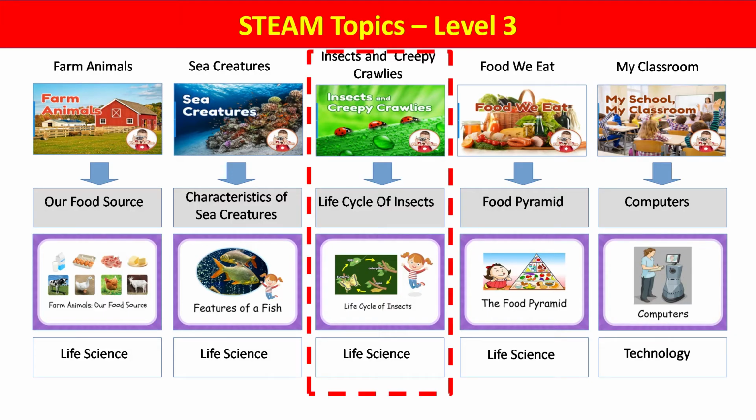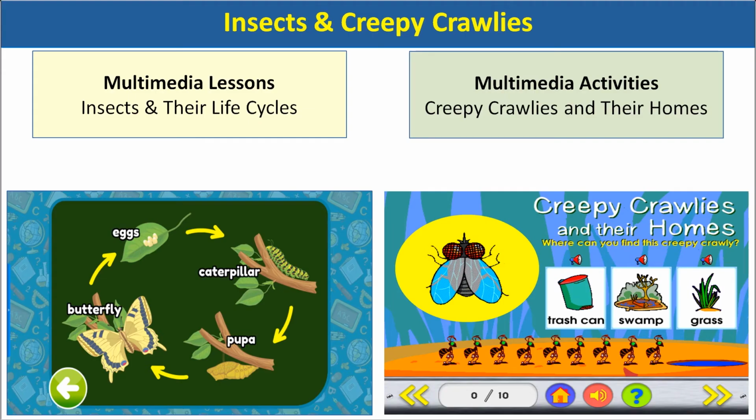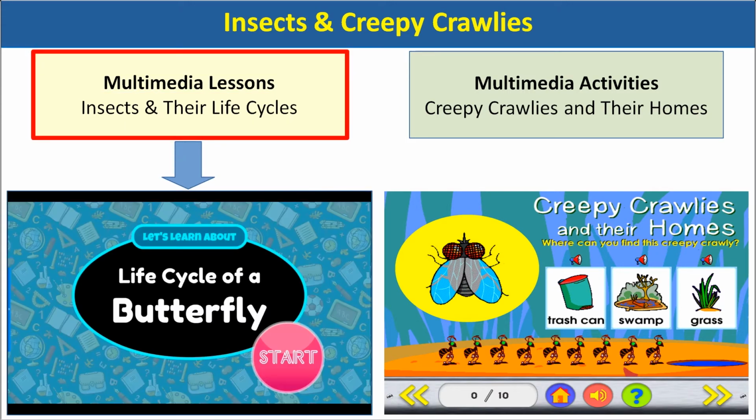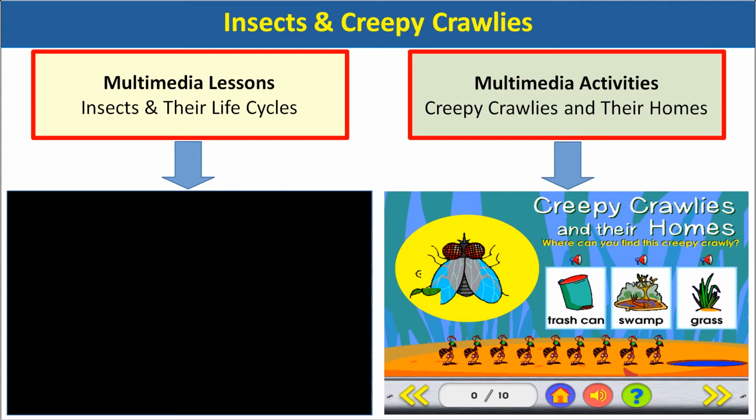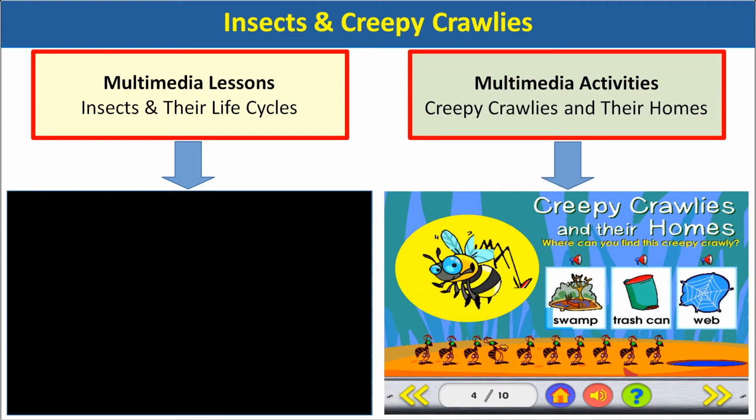An example from Level 3. Insects and creepy crawlies. In this topic, children will be introduced to the insect life cycle. Life cycle of a butterfly. What a beautiful butterfly! Do you know that the butterfly is born as a caterpillar? And learn about their habitats through the interactive activities.